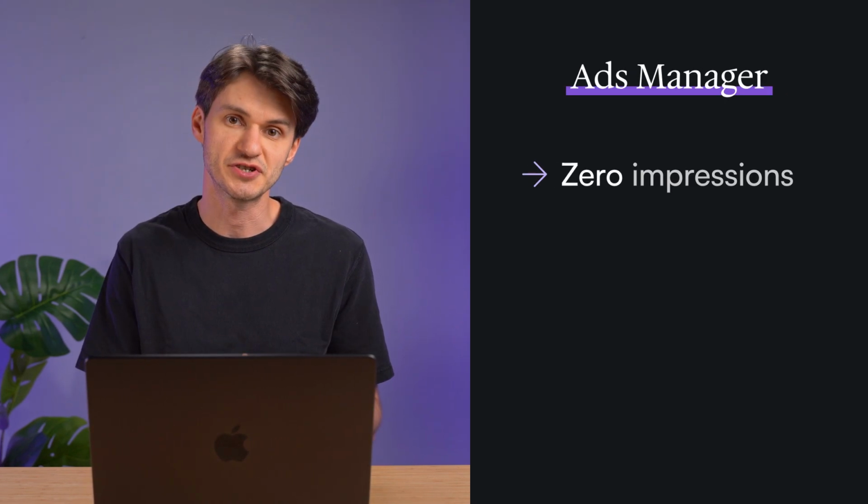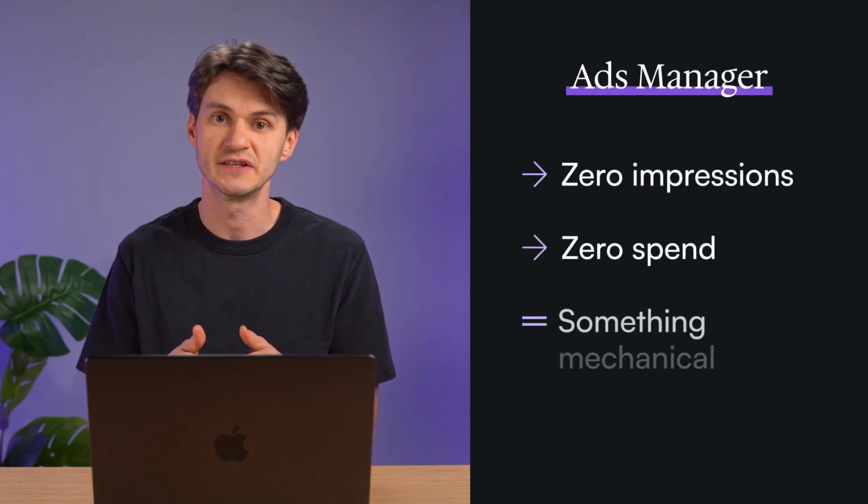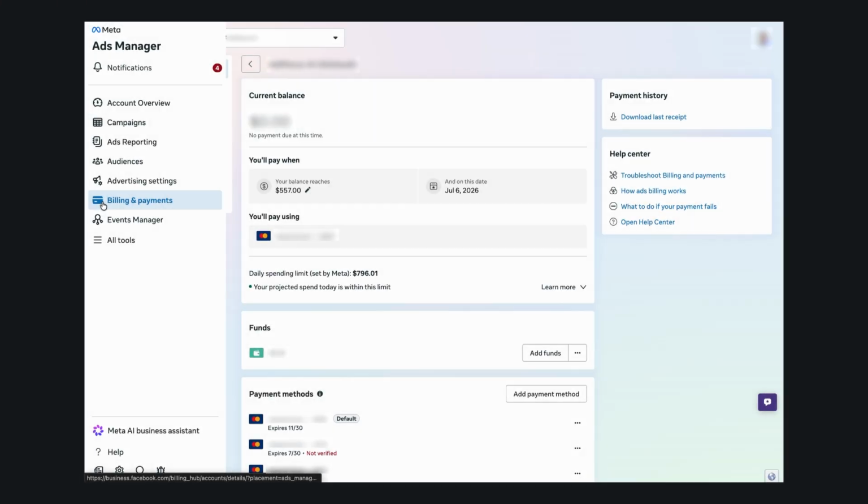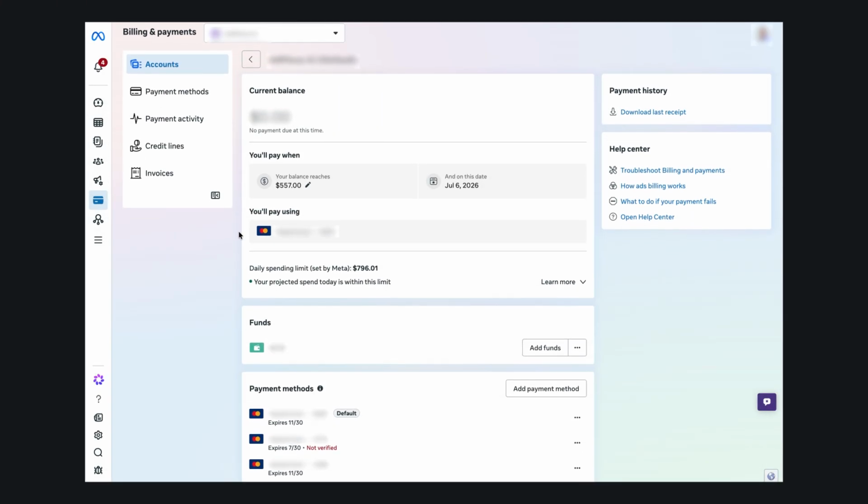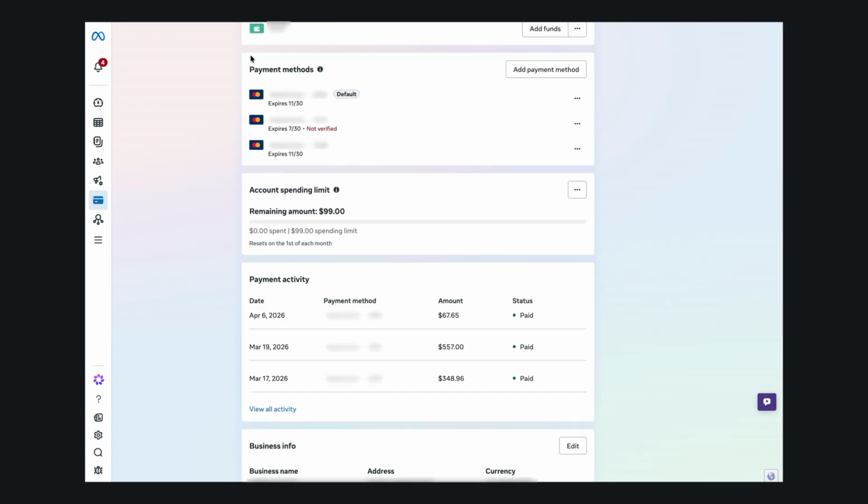So phase 1, your ads aren't spending at all. This is the best case scenario because it's usually the easiest to fix. If your ads are active in Ads Manager, but you're seeing 0 impressions, 0 spend, something mechanical is blocking delivery. First thing to check, your billing. An expired credit card or a failed payment will silently pause your entire account. Meta doesn't always flag this clearly. Your campaigns just stop running.